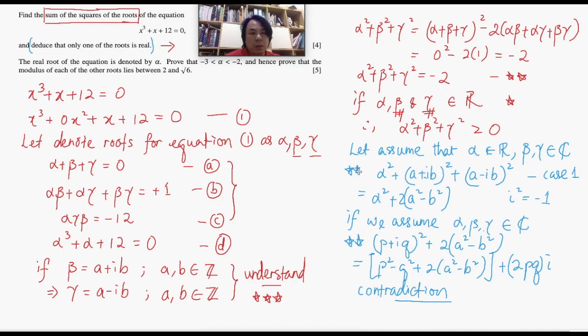So I hope that this very simple case-by-case observation will give you an idea as to why we only have one real root, and the other two must be complex conjugates. All right, so that's the first section, 4 marks though, but it takes us a long time to go through the reasoning or the deduction itself.